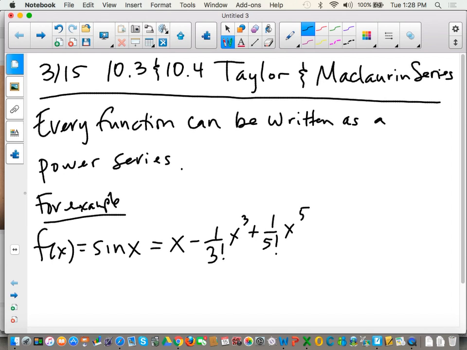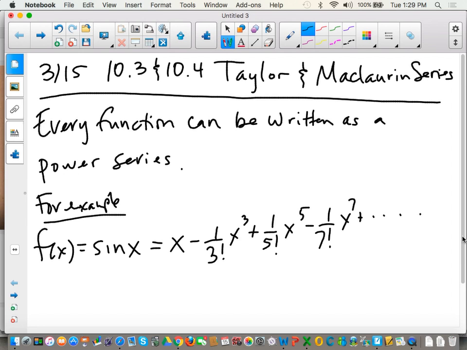This was an interesting one. It alternated. You had all odd exponents and then the factorials. And this would go on forever. Okay, so this power series on the right-hand side is equivalent to sine of x. If I put a number into this infinite polynomial, this power series, it would be equivalent to sine of x, as long as I put a value in for which it would converge. And this is going to converge for all values of x.